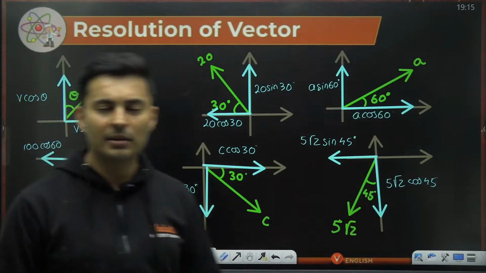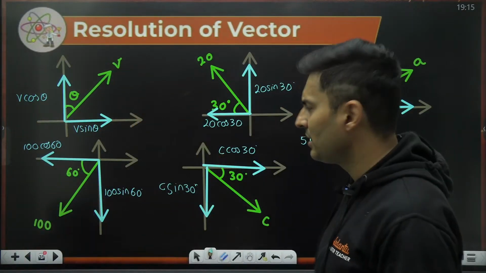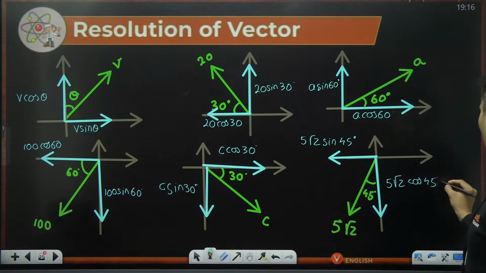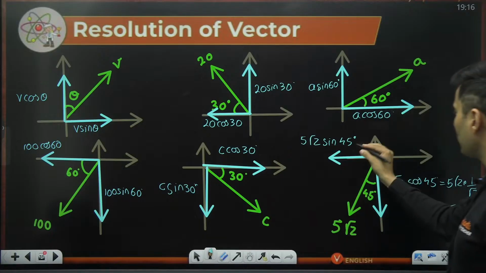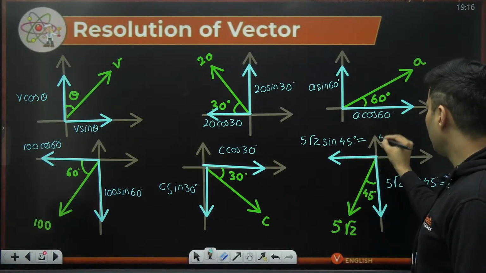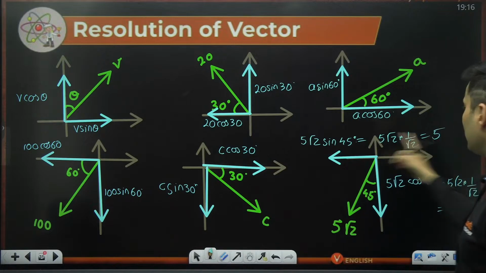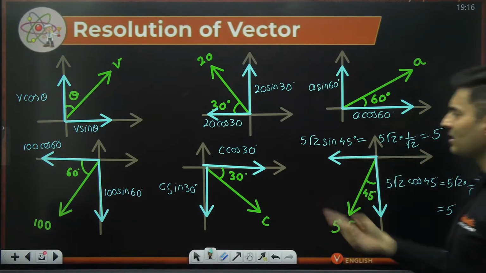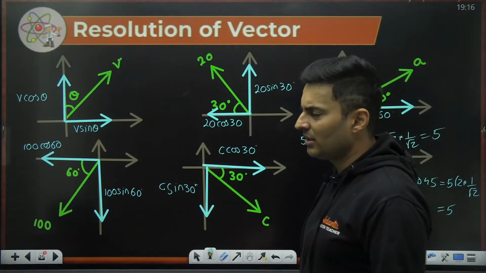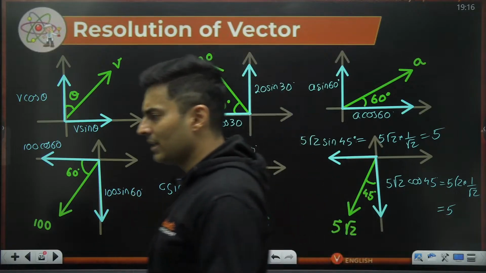Understood how to get the components? If you want to find the values, it is very easy. For example, cos 45 is 1 by root 2, so 5 root 2 multiplied by 1 by root 2 will be 5. This will also be nothing but 5 root 2 into 1 by root 2, so this will also be 5. So these have two components which are 5 units each. Same thing, you can find the value of cos 30, cos 60, whatever, and you can get the answers.